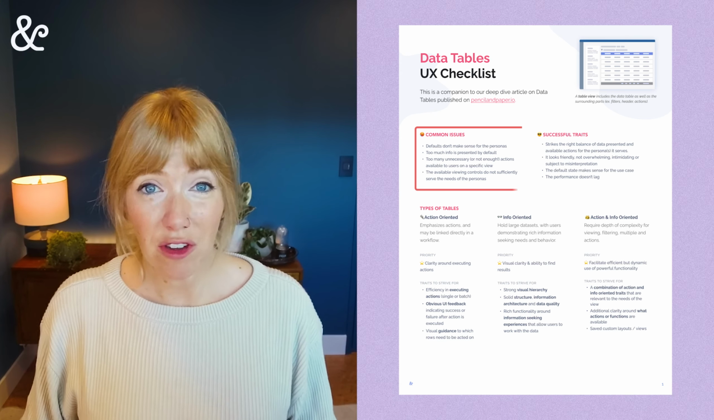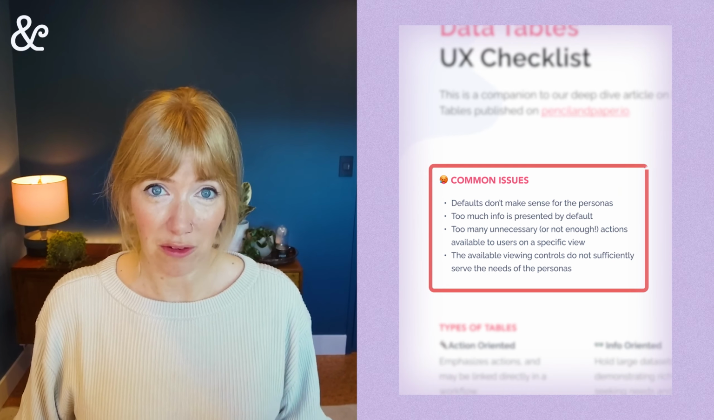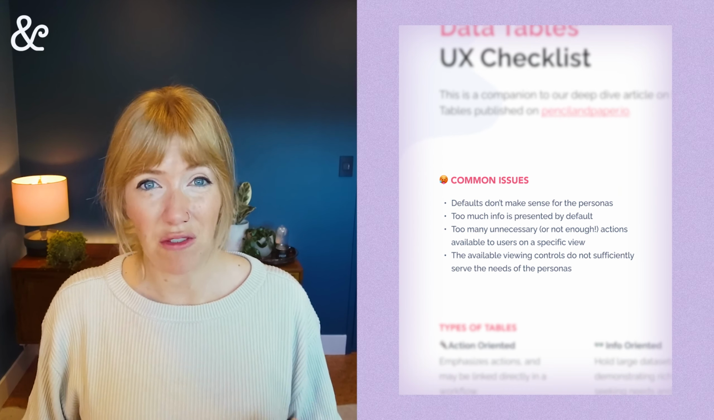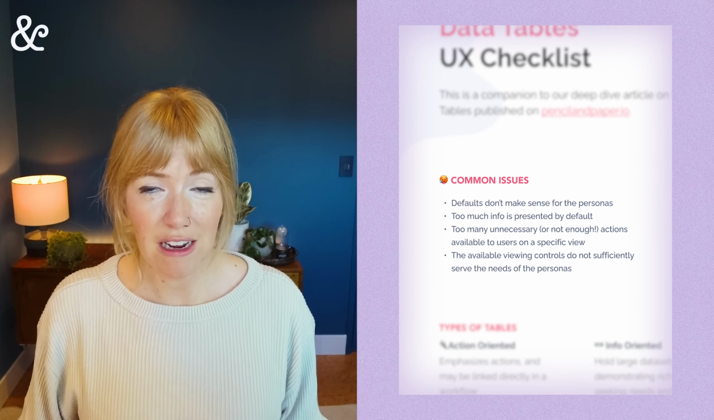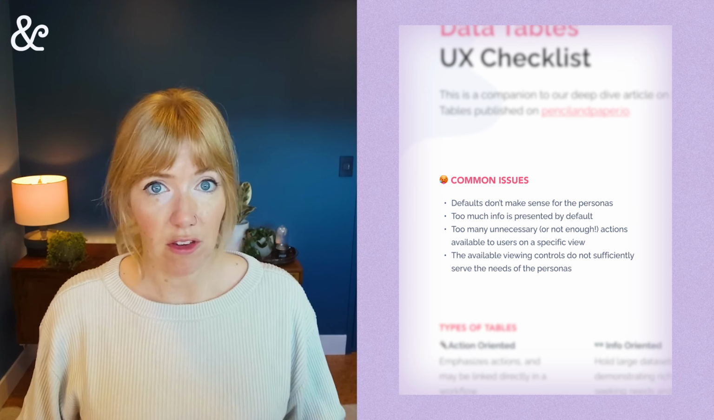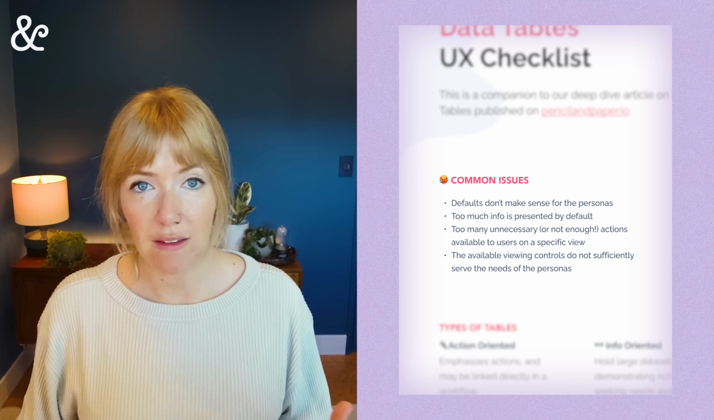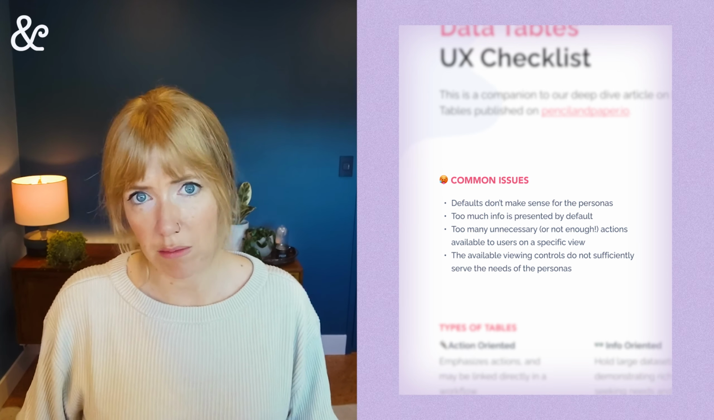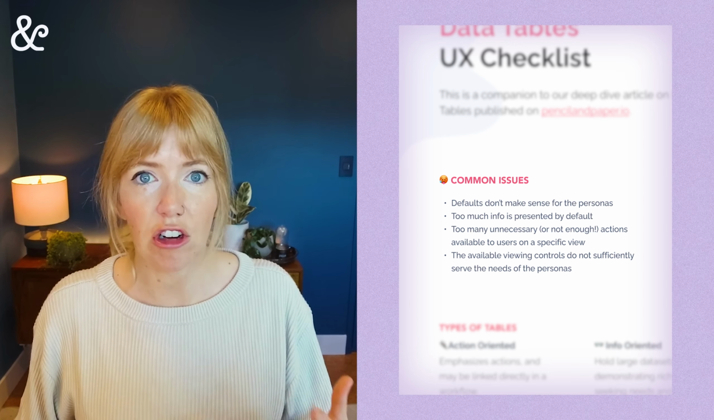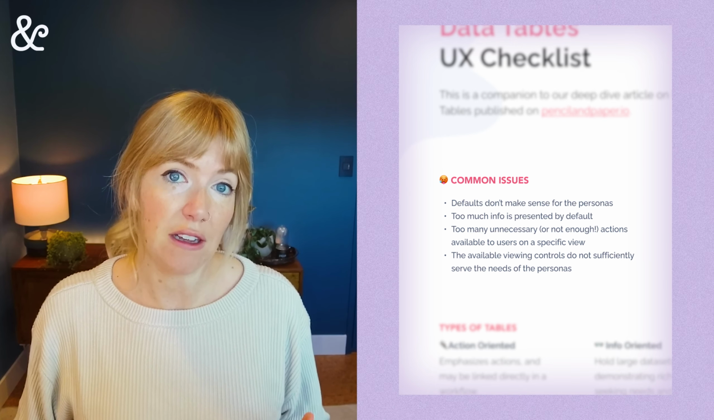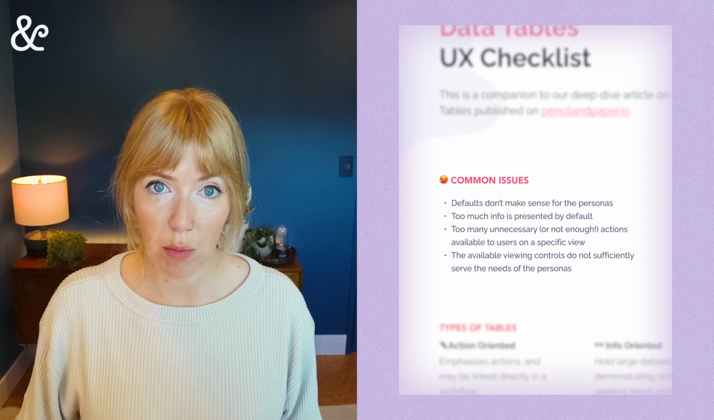Number one, defaults don't make sense to the persona who's using the table. An example here is that you've got a software product and basically every single persona uses the same exact view. So there are columns showing, or just the general state isn't necessarily considered for that specific persona involved.